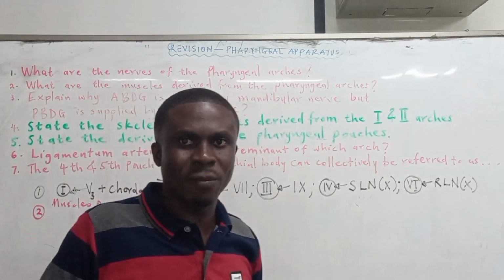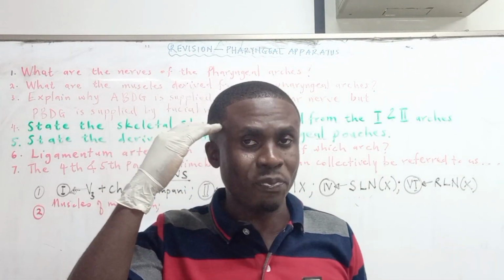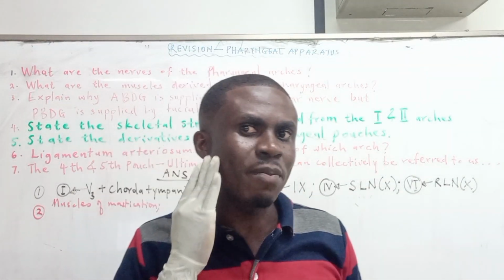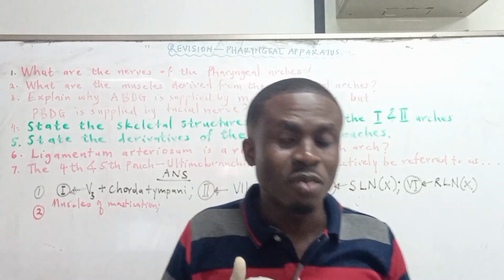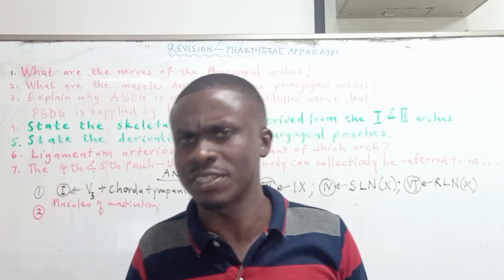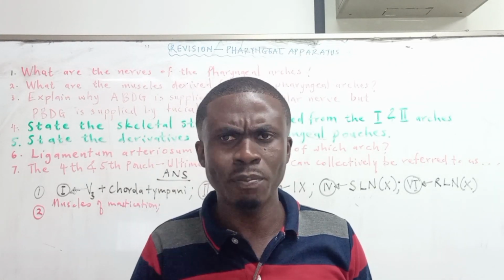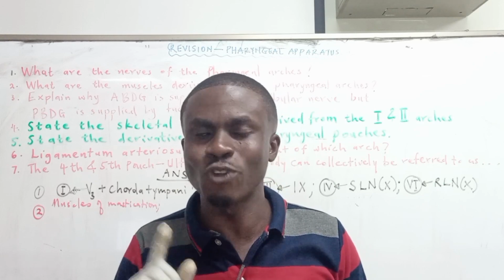And whenever we talk about muscles of mastication, we are talking about the temporalis muscle, the masseter muscle. My friends, we are talking about the medial pterygoid and the lateral pterygoid muscles. These are the muscles of mastication. But is that all, my friends? No, that is not all.